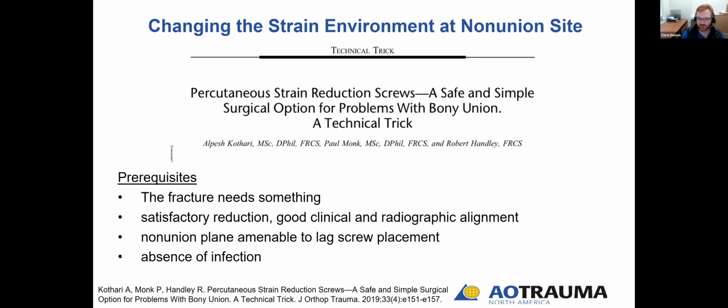The non-union plane, of course, has to be amenable to lag screw placement, and there has to be the absence of infection. In their original paper, they go over about 33 people, across a wide variety of non-union locations. They found it to be very effective, about 92%. Out of the 33, they had 3 persistent non-unions, which needed something else. But all of their patients satisfied the prerequisites and came out with a good, somewhat less invasive option for treating their non-unions. Interesting case.